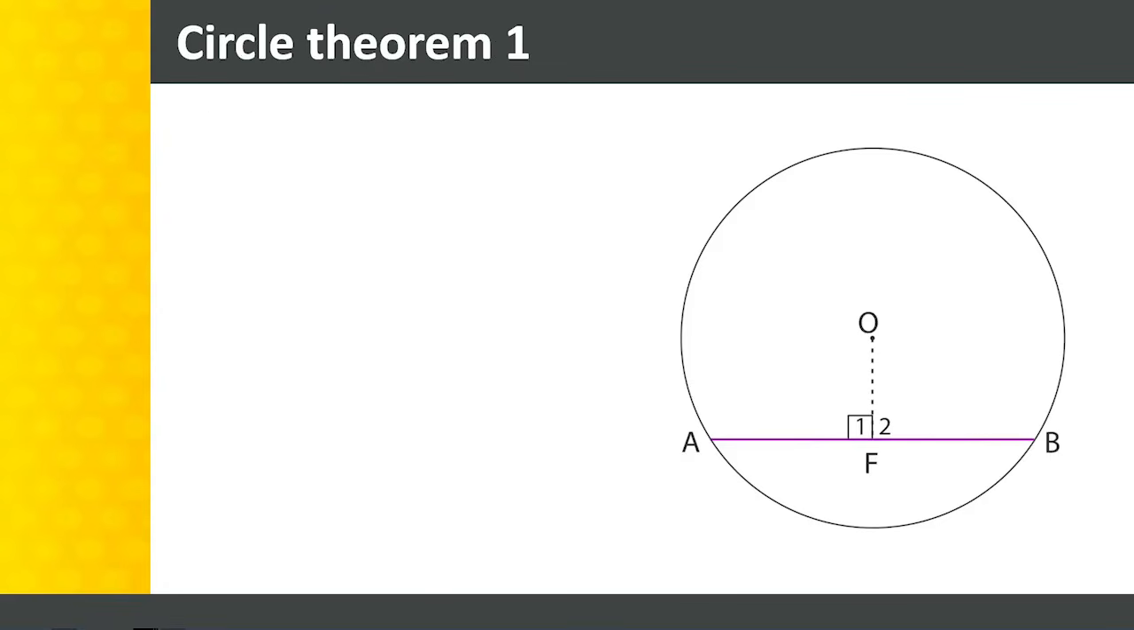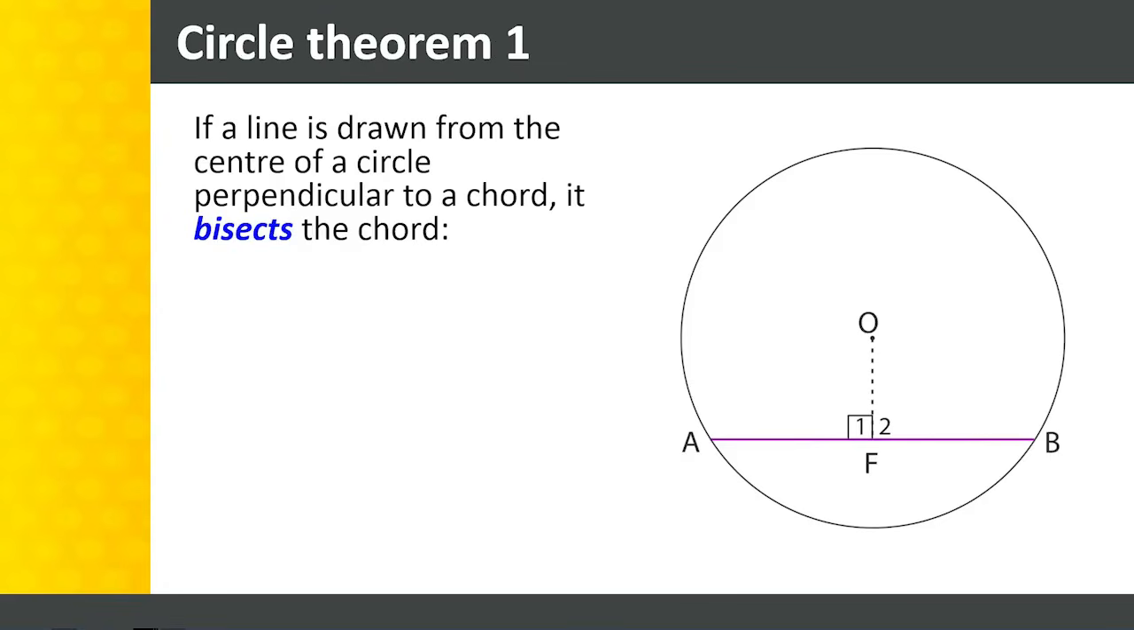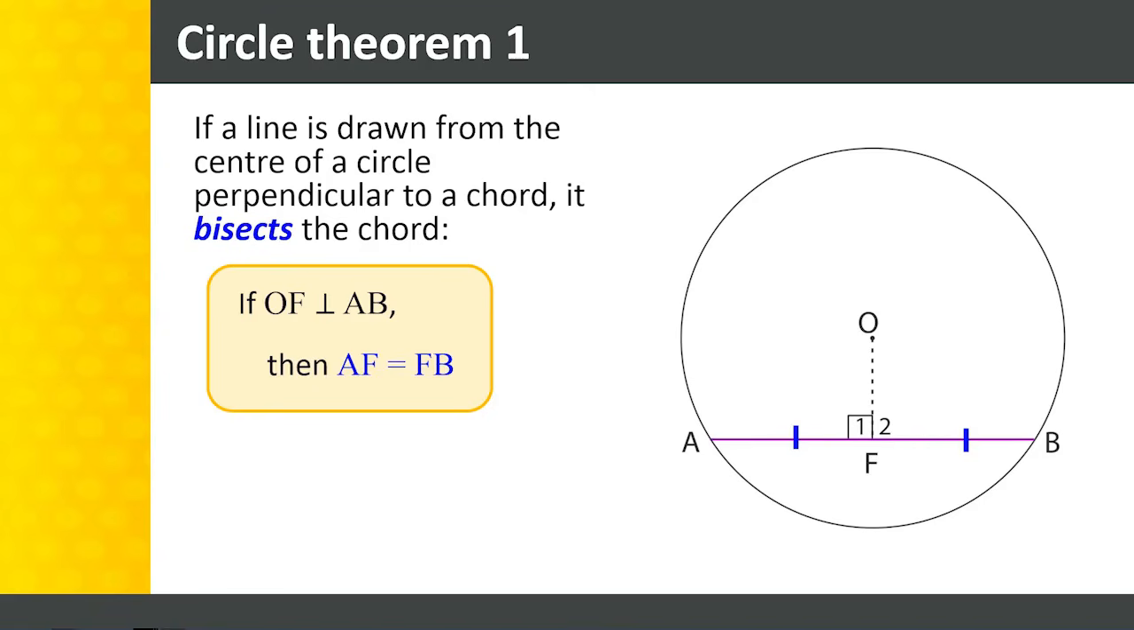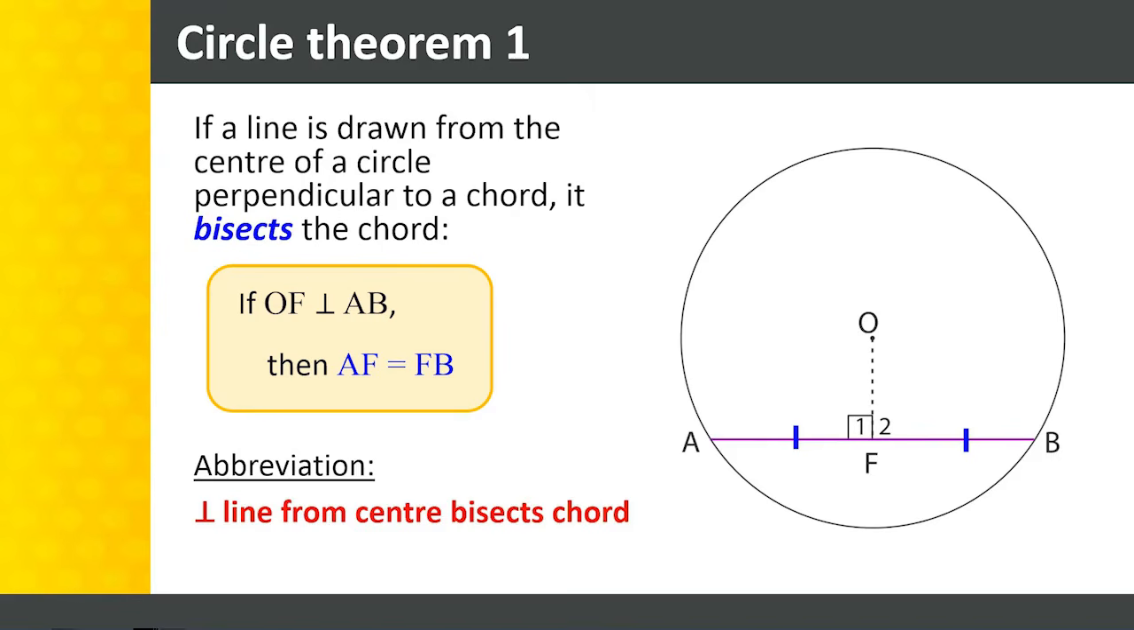Theorem 1. If a line is drawn from the center of a circle perpendicular to a chord, it bisects the chord. So in this diagram, if OF is perpendicular to AB, then AF is equal to FB. When students give this theorem as a reason, they should abbreviate it as: perpendicular line from center bisects chord.